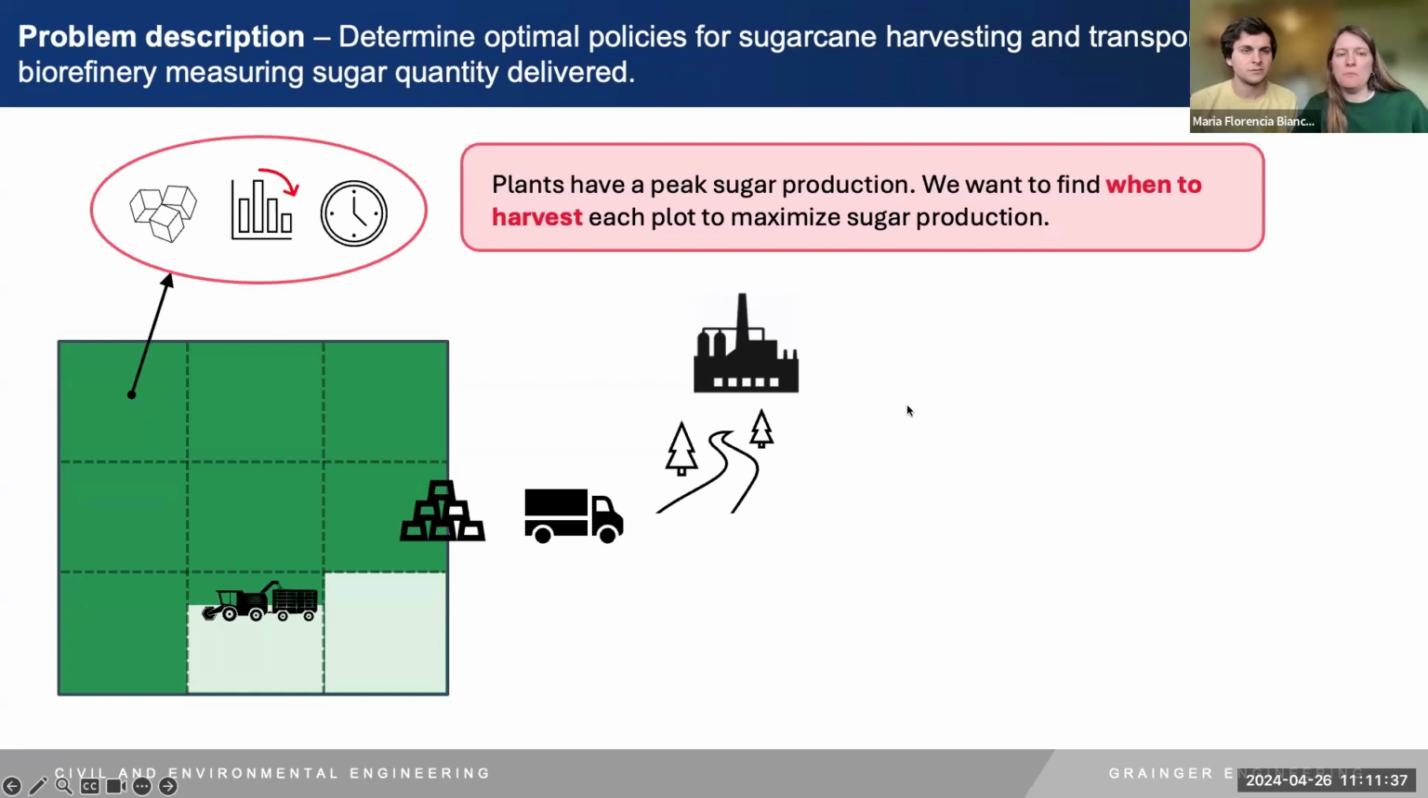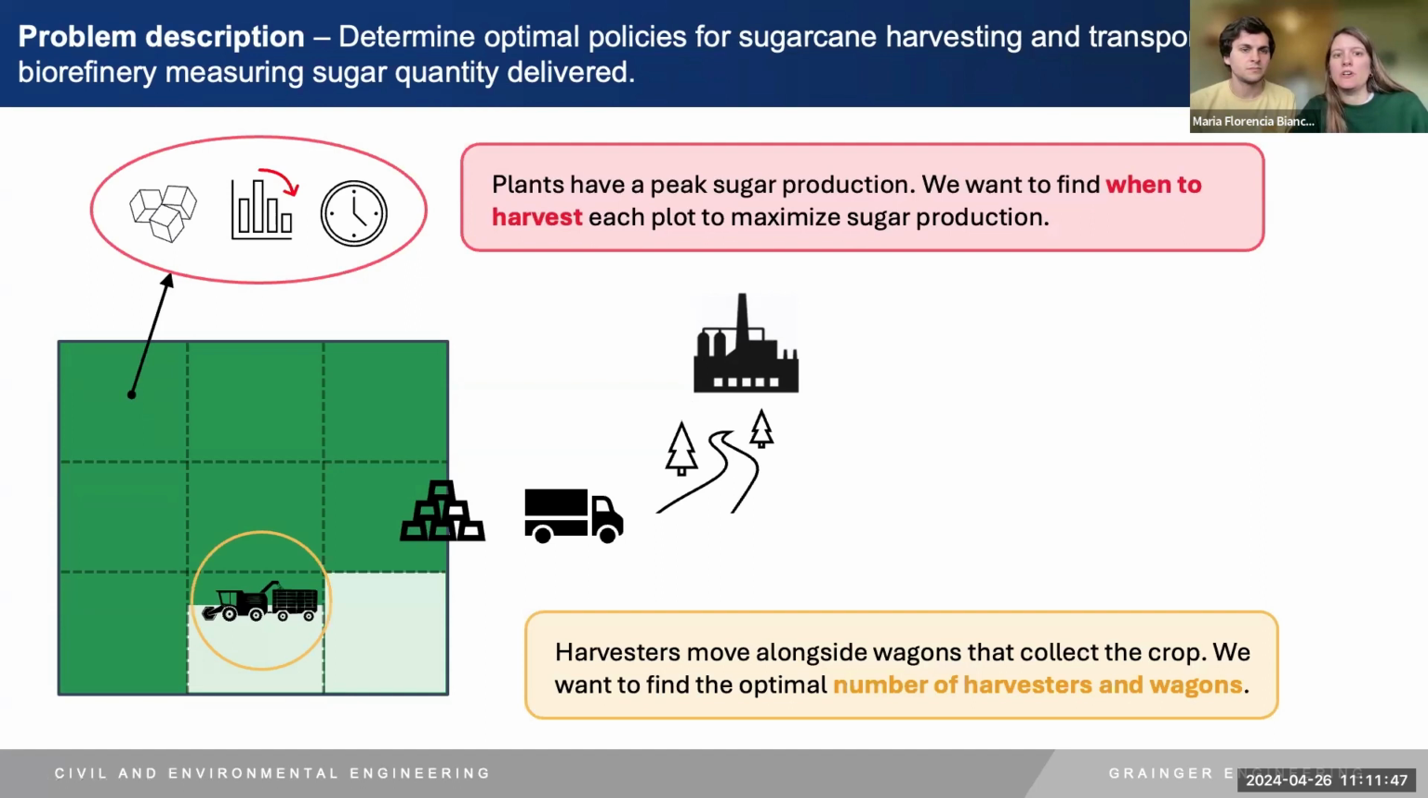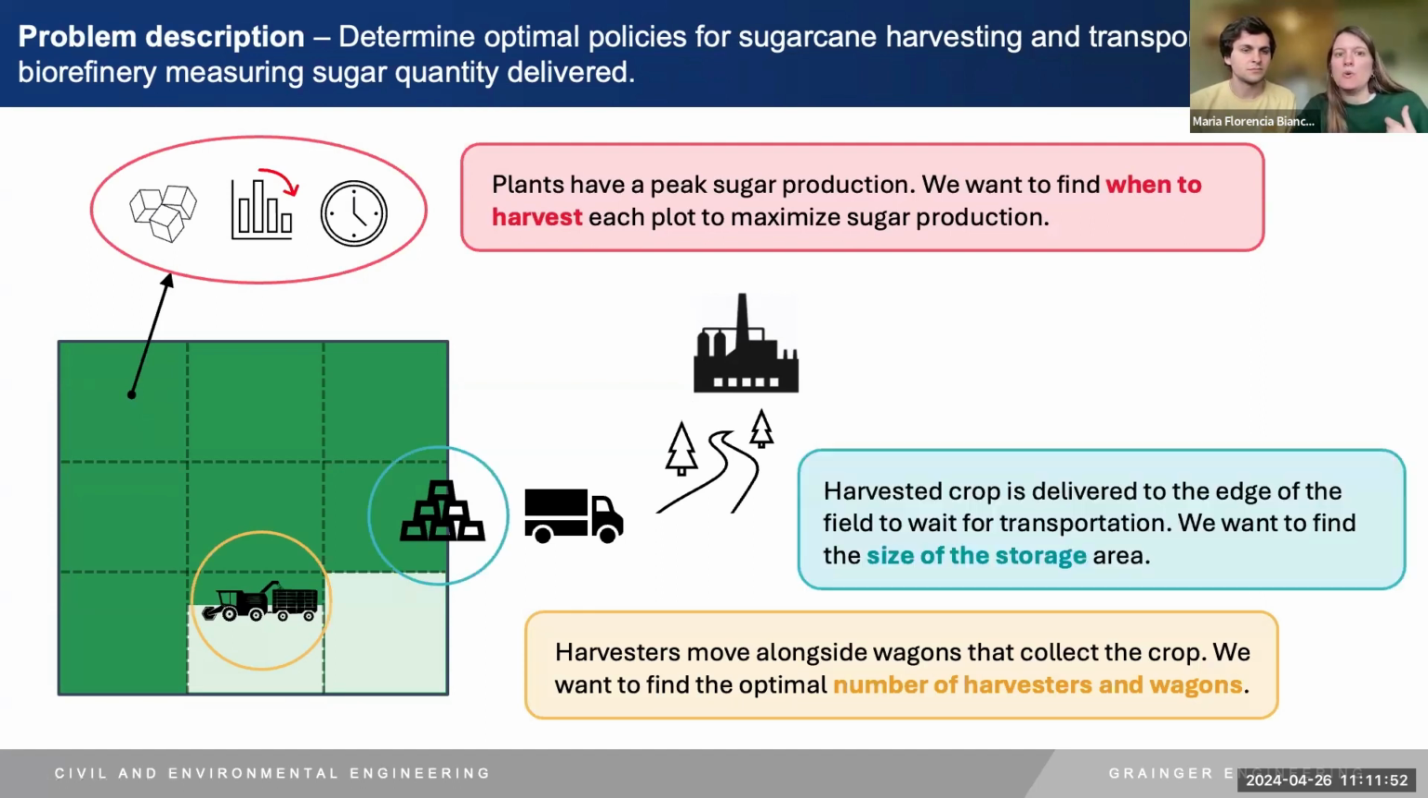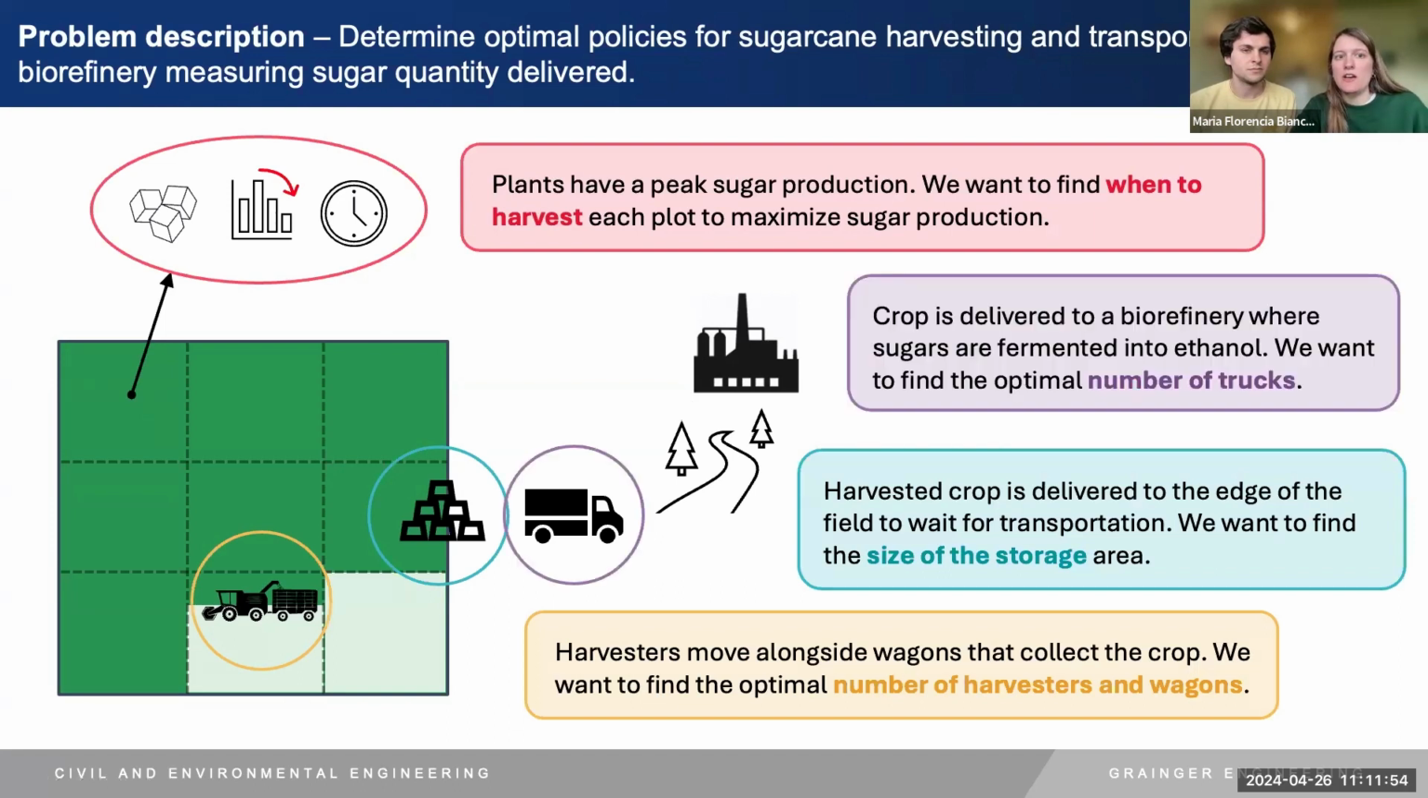Plants have a peak sugar production, and we want to find when to harvest each plot to maximize the sugar production. We also want to know the optimal number of harvesters and wagons that we need, the size of the storage area, and the number of trucks. We want to determine optimal policies for when to harvest and how much equipment we need. So our objectives are to maximize the sugar mass delivered to the biorefinery and minimize the storage needed.